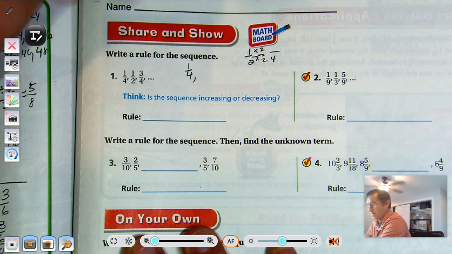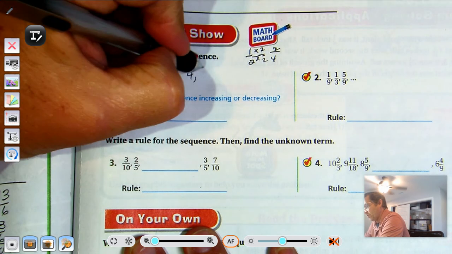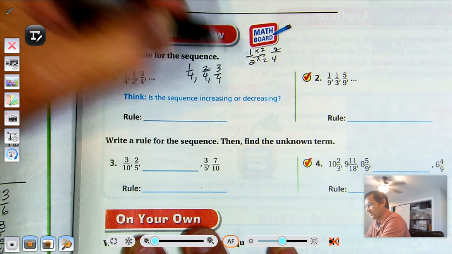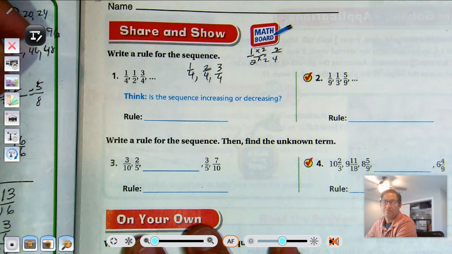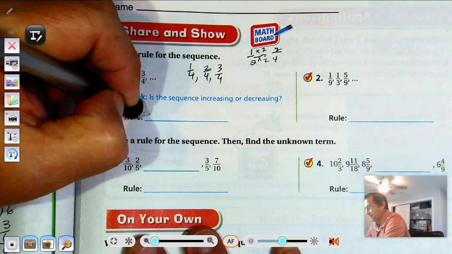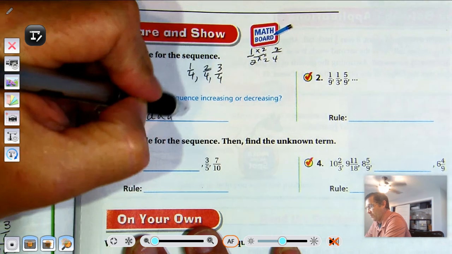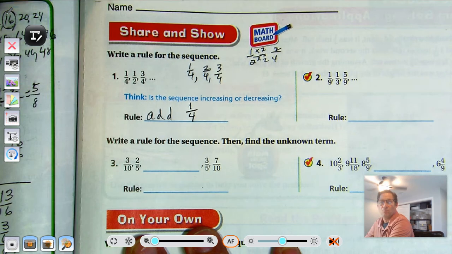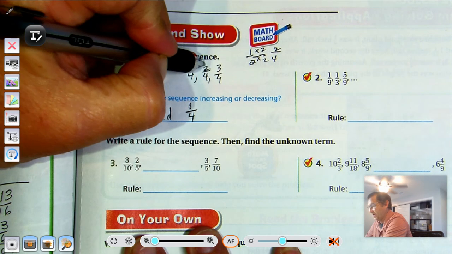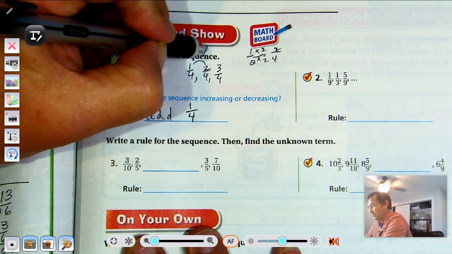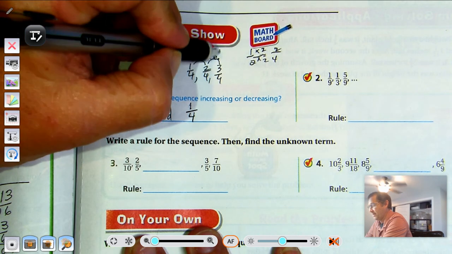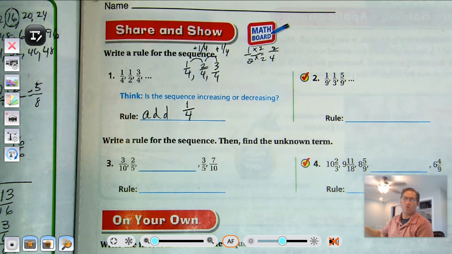To get 4, I'd multiply by 2. 2 times 1 is 2. So 1/4, 2/4, 3/4. Okay, well, it's increasing, right? So add, and it's just increasing by 1/4. Add 1/4. So to go from here to here, add 1/4. From here to here, add 1/4. And so we keep going.